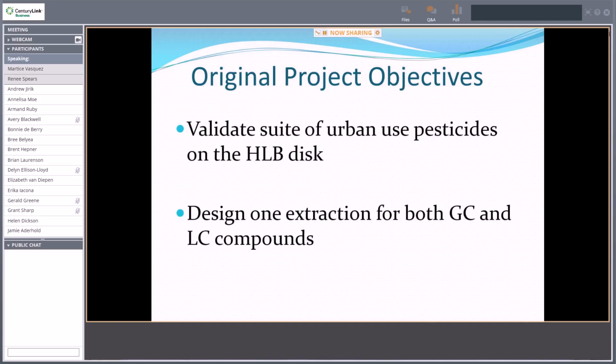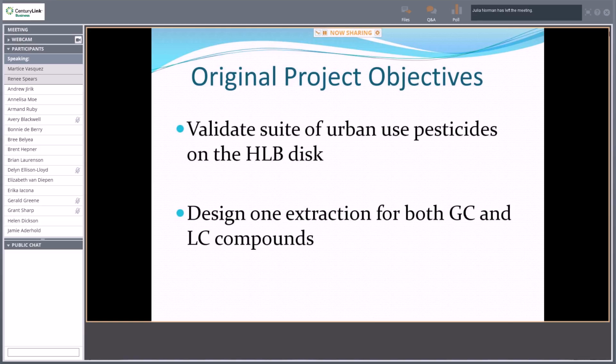So with that background and just kind of the introduction to what the CLAM is, we'll get into the actual specifics of the method validation work that we did in collaboration with DPR. Originally, the project objectives: they were looking for us to validate a specific suite of urban use pesticides using an HLB disc. And as I mentioned previously, the HLB cartridge was the phase that was chosen.